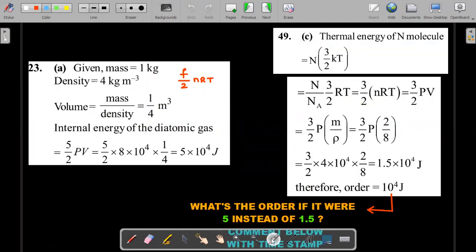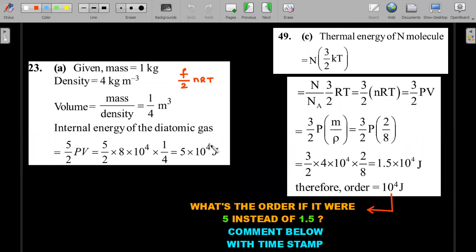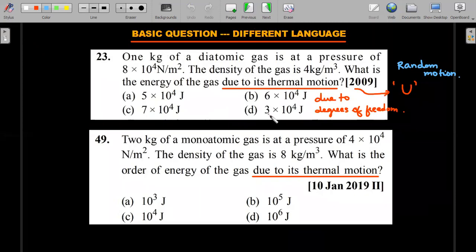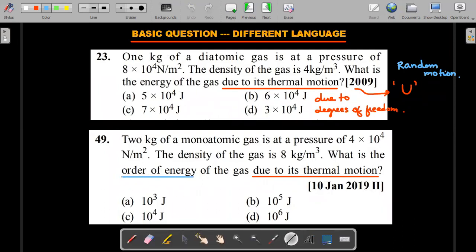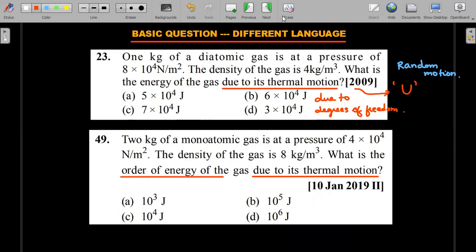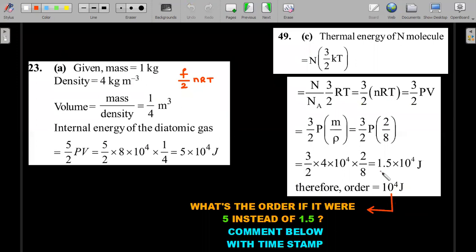I think why I picked the second one also is that I just wanted to talk about the order. In the second question, he discussed the order of energy. You could see he's asking only the order here, whereas in the first one, he's asking the actual value. So you see in the second one, the value came out to be 1.5 into 10 power 4. So the order has to be mentioned as 10 power 4.